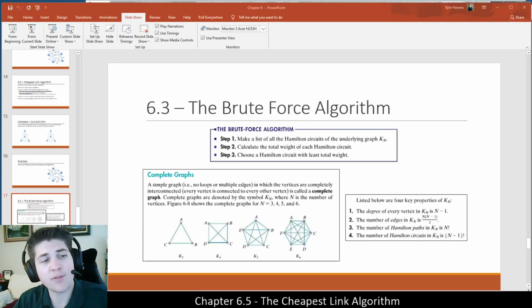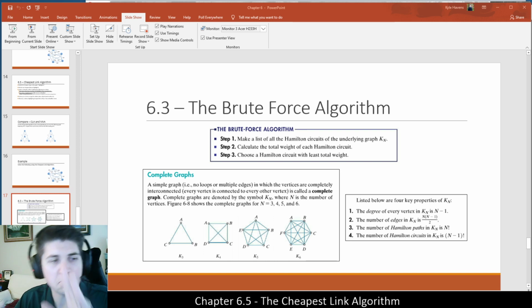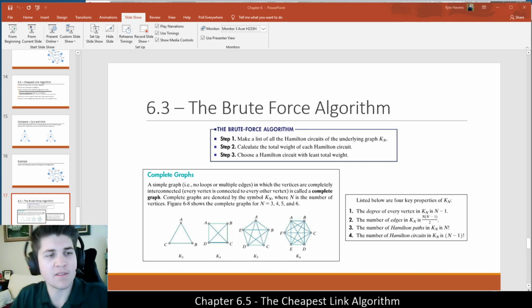The brute force algorithm is the last of the algorithms. Well, technically it was earlier in the book, but I saved it for the end because I think that makes more sense to me in terms of the order to talk about these ways of solving it. But let's go ahead and just discuss the implications of it.